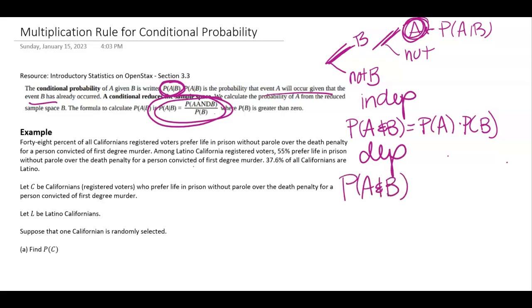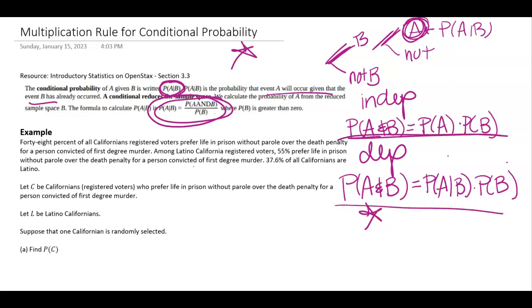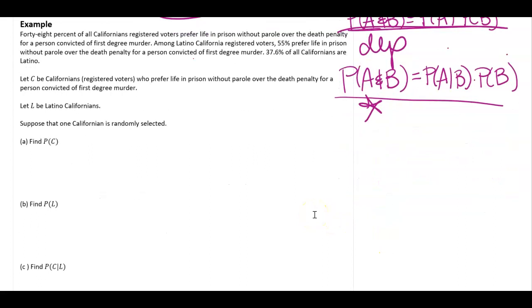So the probability of A and B, you can multiply the probability of B over, and then this is our multiplication rule for conditional probabilities here. And that's what we're going to be using to find the probabilities that we want when we have dependency or conditional probabilities. All right, so let's look at this example.